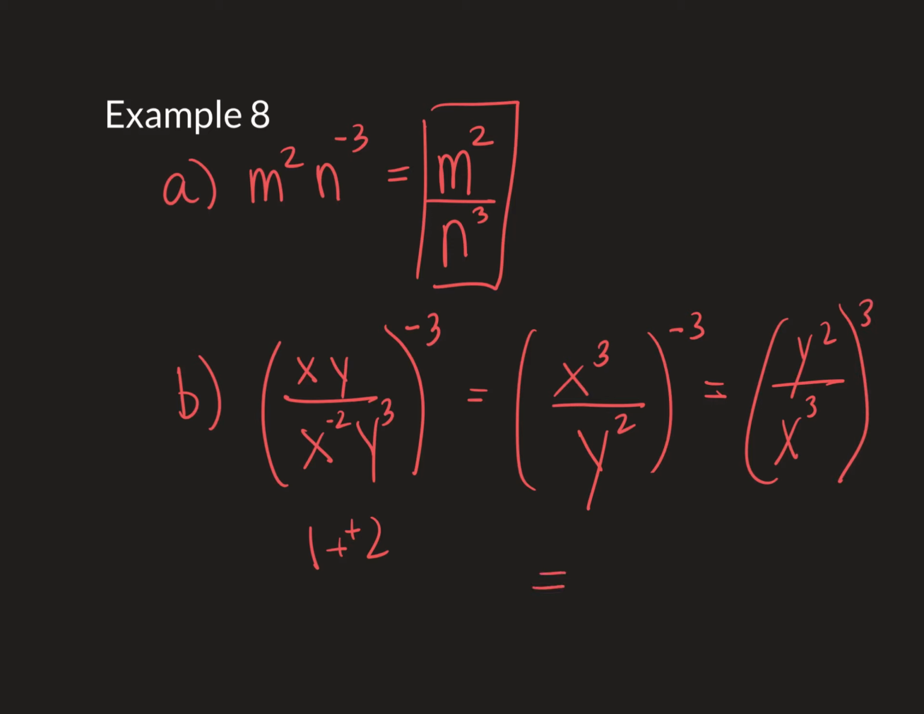Now I do my power of a quotient. Y to the 2nd raised to the 3rd power is y to the 6th, because 2 times 3 is 6. X to the 3rd raised to the 3rd power is x to the 9th, because 3 times 3 is 9.